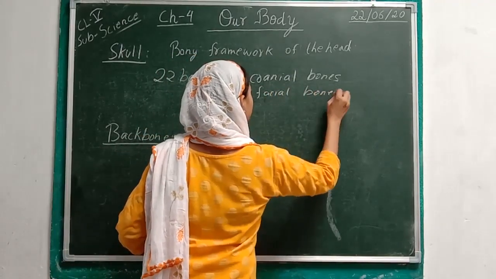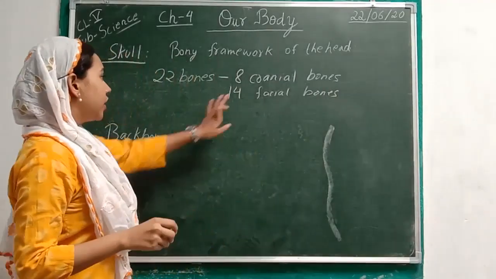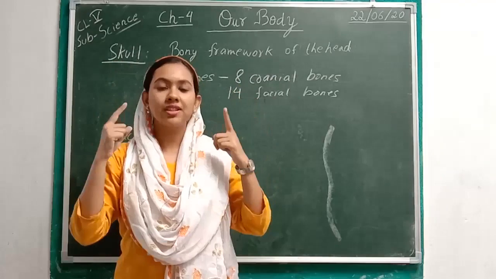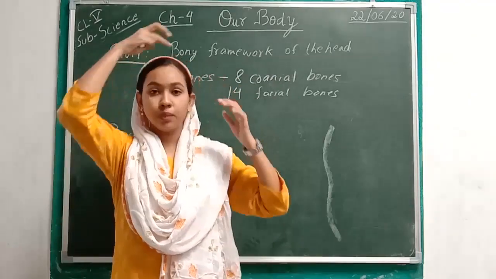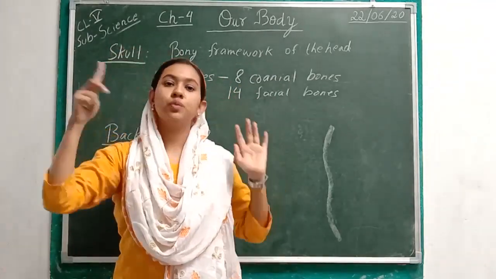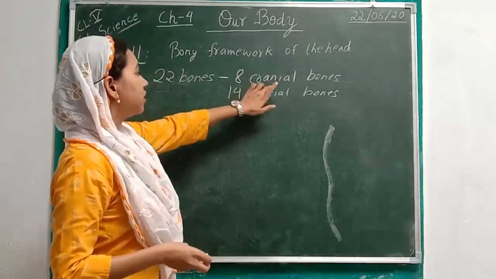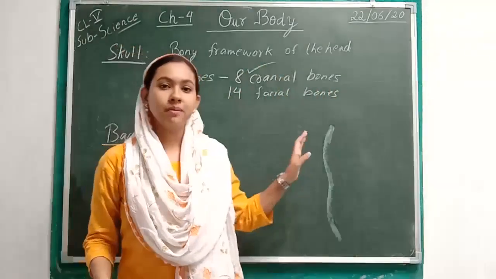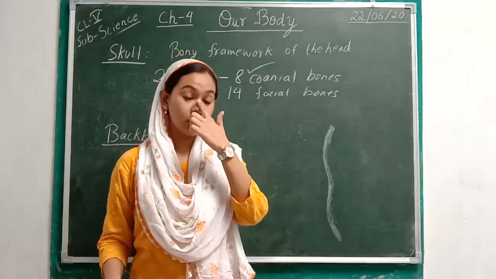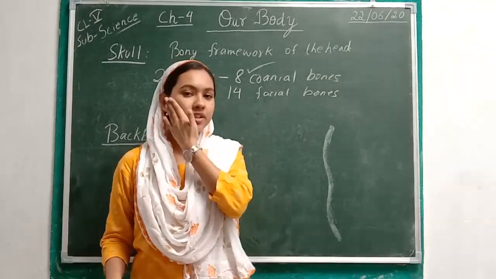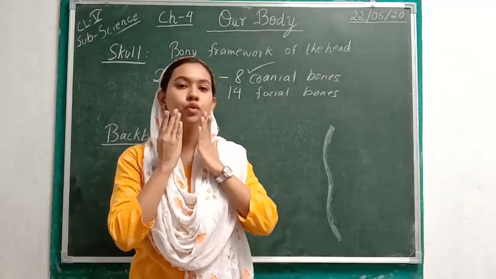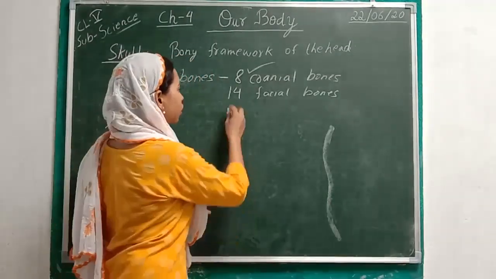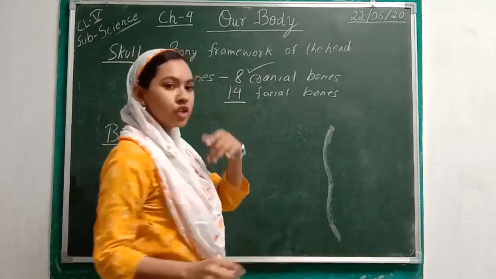Now, what do we mean by cranial and facial? Cranial means the bones which are protecting your brain. Okay, we know that the skull protects the brain. So the bones that you have here on the head, which are protecting your brain, are known as the cranial bones, and there are 8 of them. The rest, 14 of them, are your facial bones. That means you can feel your bones here if you touch here and here. Alright. So you can feel your bones here. So these are your facial bones, which make up the structure of your face.